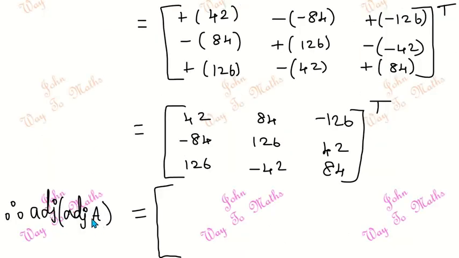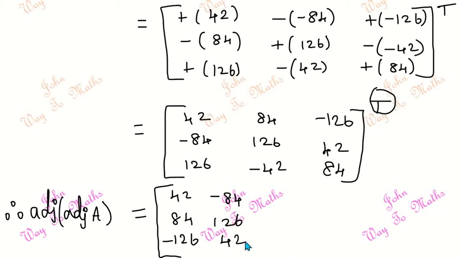Therefore, we apply the transpose, so the first row becomes the first column. So 42, 84, minus 126; second row becomes the second column: minus 84, 126, 42; last row becomes the last column: 126, minus 42, 84. So that is the adjoint of adjoint of A.